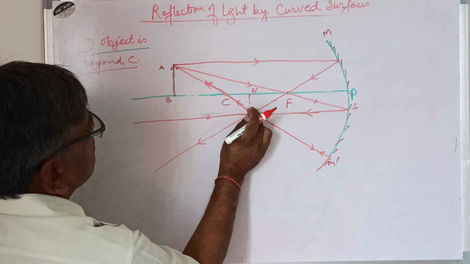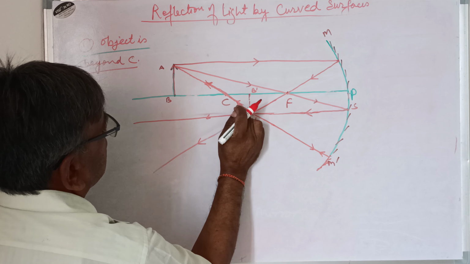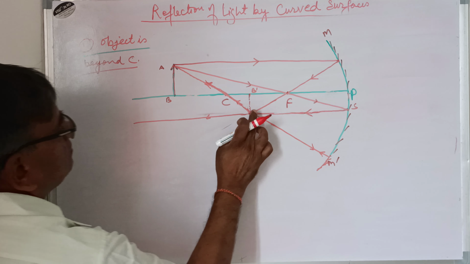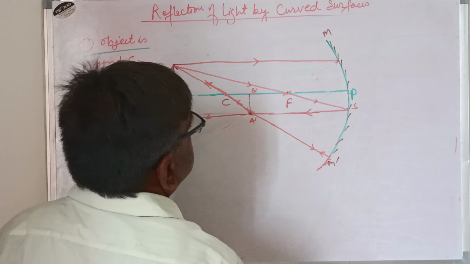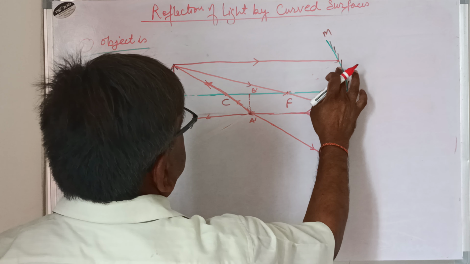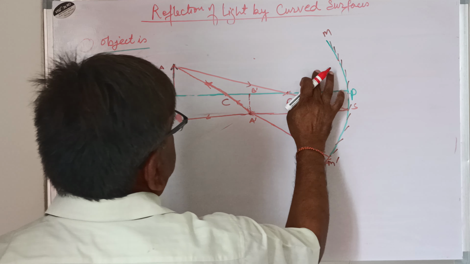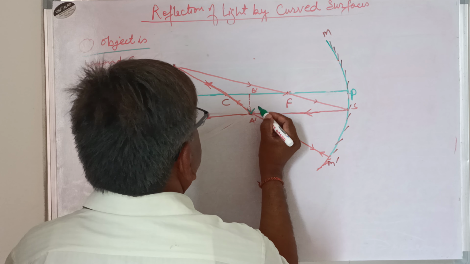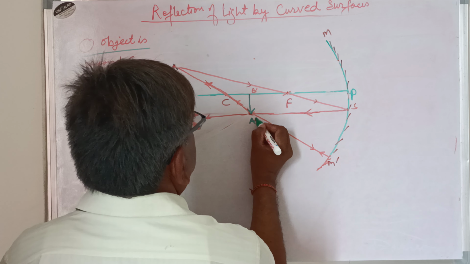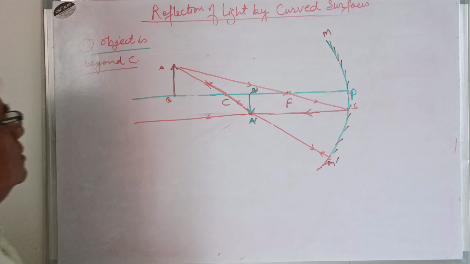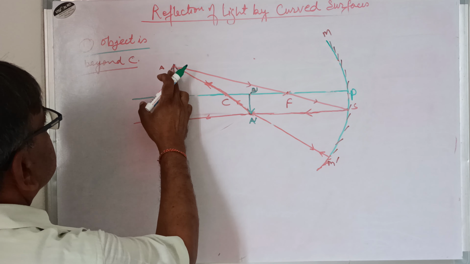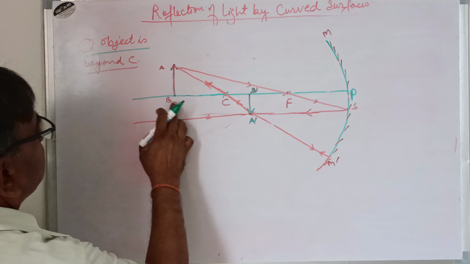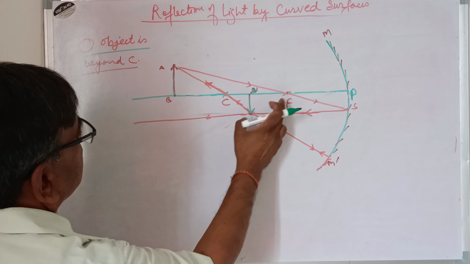So for formation of the image, you can take more than one ray. For simplicity, we have taken this. You can rub out this ray. Even then, you can understand the image is formed here. This is the image. When the object is beyond the point C, the image is formed between C and F.